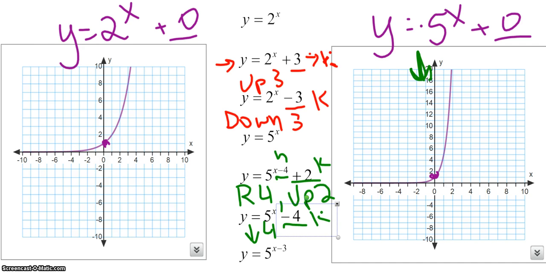Alright, last one. 5 to the x minus 3. Minus 3 is up top, so that's our h. It's going to be the opposite of what we think, so it's going to go to the right 3. Okay, if you have any questions on these so far, feel free to pause the video and go back and re-listen to all of it.